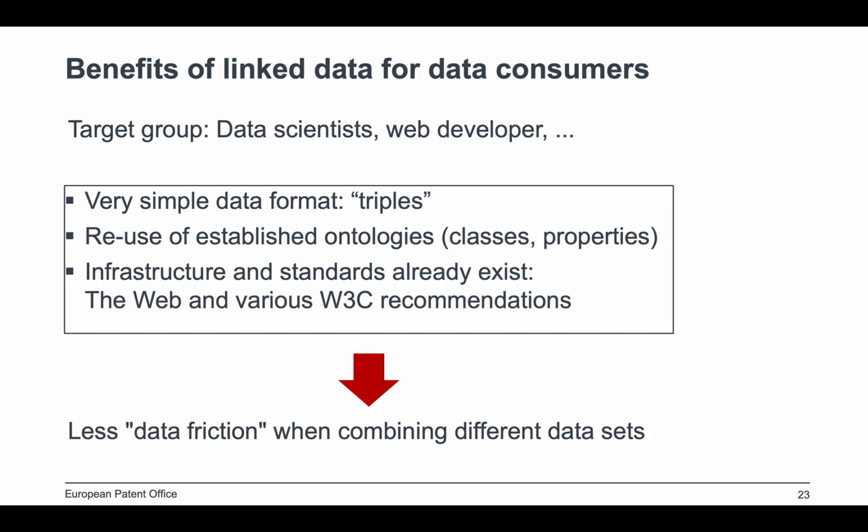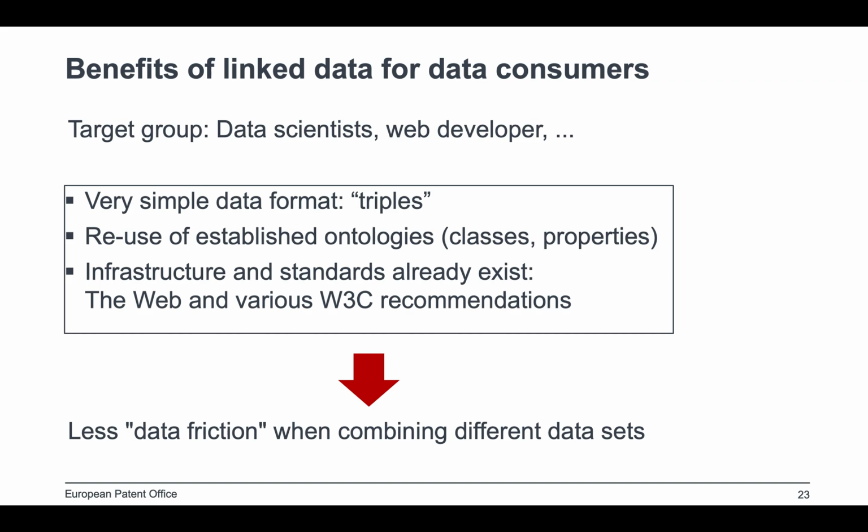So all the basic ideas, using this format helps you to reduce the effort when you're combining different data sets. And that's actually what the challenge is all about. You have to combine at least two data sets. And it's easier if you're combining two linked data sets than if you have to combine one XML data set with a CSV data set.